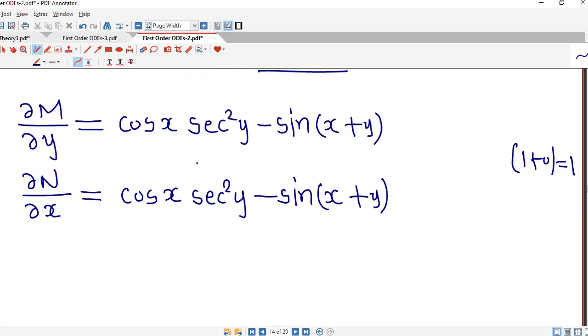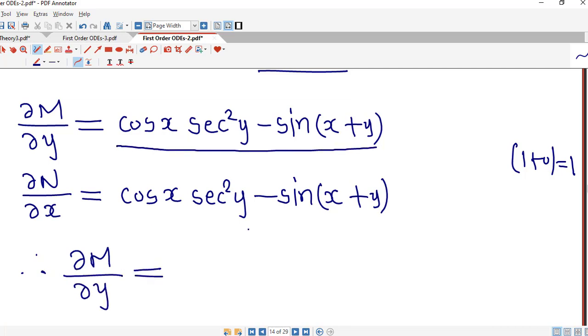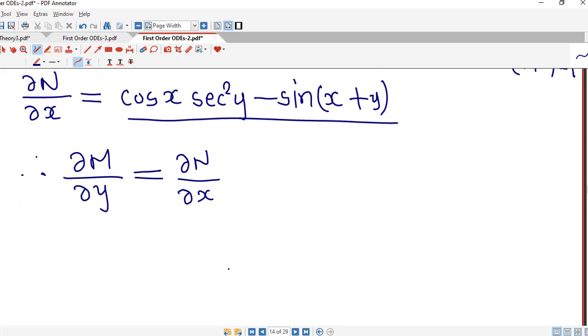Now we can see both the partial derivatives are equal. Therefore the partial derivative of M with respect to y equals the partial derivative of N with respect to x. Hence the given differential equation is exact.